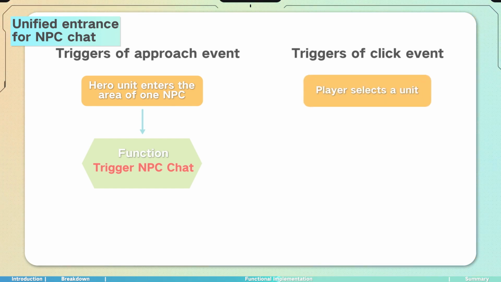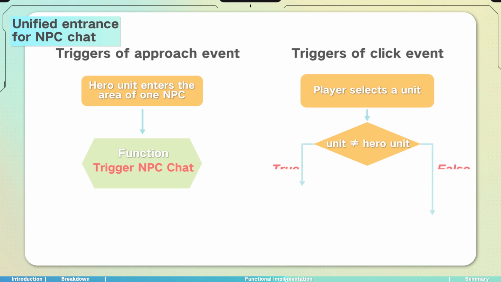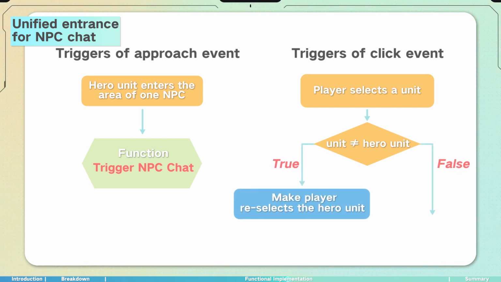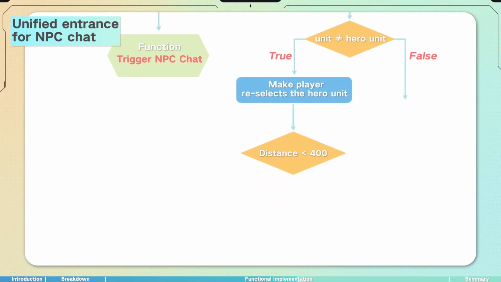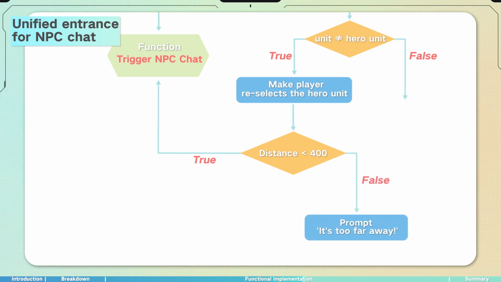When the player selects a unit on the map, we need to compare the unit first. The unit in the event should not be the hero unit controlled by the player. If the condition is met, we need to make sure that the player reselects the hero unit first. Then, we would like the interaction to happen only when the hero unit is in a certain range of the NPCs. So, we check the distance between the event unit, that is the NPC, and the hero unit. If the distance is less than 400, we use the function to command the hero unit to talk to the NPC. Otherwise, we can prompt, "It's too far away."